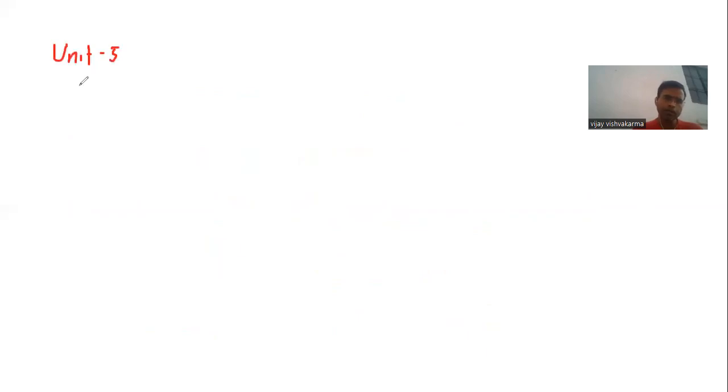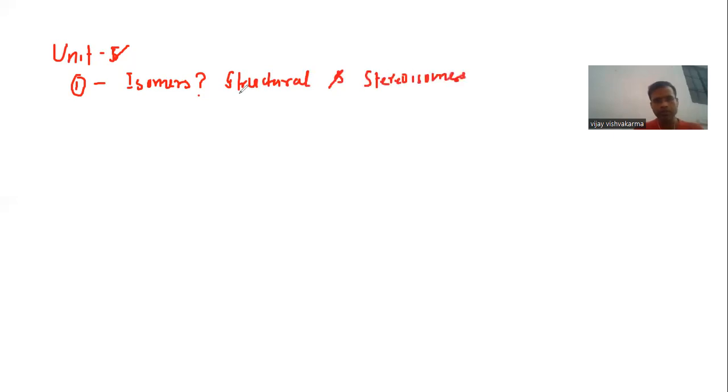Unit 5, first question: isomers. What is isomers? Define structural and stereoisomers. So you have to write the total 5 types and 2 stereoisomers, geometrical and optical. This will get us 2 and 4 and 4.